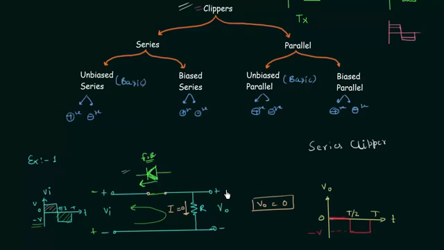The next thing is to find out whether it is unbiased series clipper or biased series clipper. There is no external voltage source in this clipper circuit, so it is unbiased series clipper. And the last thing is to find out whether it is positive clipper or negative clipper. You can see this positive portion is clipped in the output, so this is positive clipper. So finally we can say this circuit is positive unbiased series clipper.